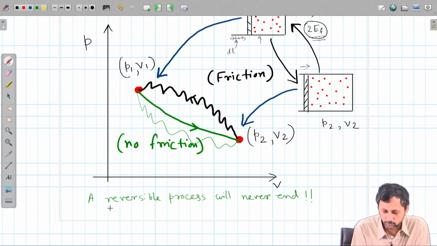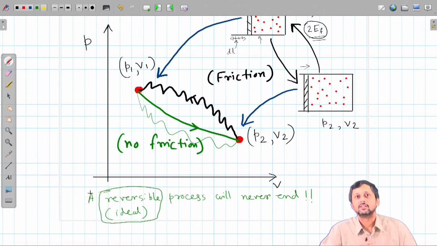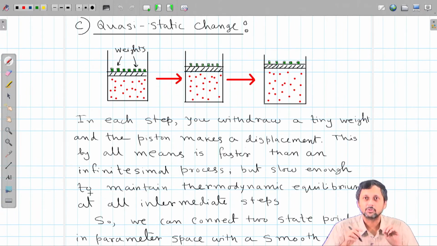So, I should also write the word ideal under this one. So, basically it is not only a reversible process, but it is a reversible ideal process that will never end. So, we have to find out a way, and so basically we have to strike a balance between the ideal case, ideal world, and the real life world, and that is where we come up with a concept of a quasi-static change. So, once again we take an example of a piston and cylinder arrangement.